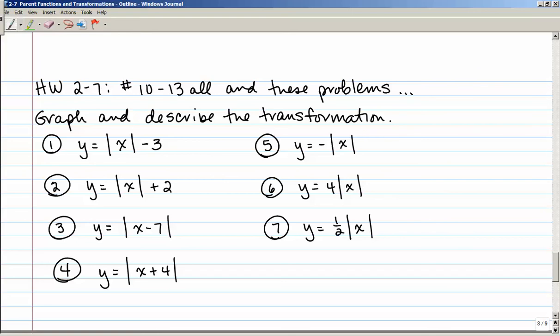And remember, you can get the absolute value in your calculator by going to the math menu, the number submenu, and the first one is ABS. So graph those on your calculator, copy the table into your homework, and then graph the transformation, and describe it for me just as we did with the quadratic functions.